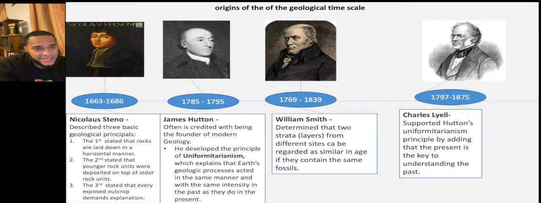Moving into the next slide, we can see another scientist. This scientist in the 1800s, born into a wealthy Scottish family in Scotland, named Charles Lyell, supported Hutton's principle of uniformitarianism by adding that the present geological conditions are the key to understanding the geological past. Charles' idea explained that the geological events happening now have occurred in the past at the same rate as if they are observed today.